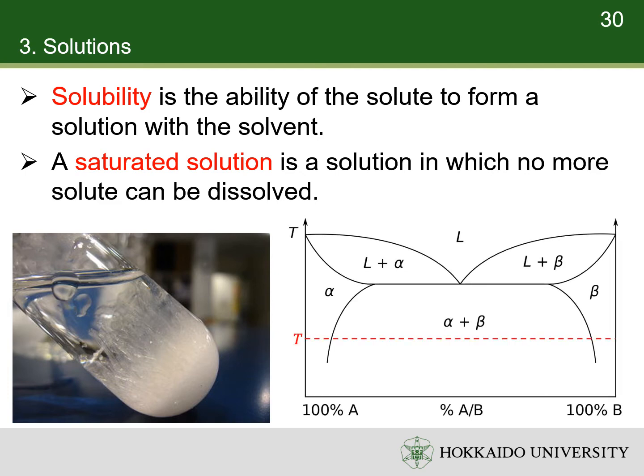At a certain temperature, the maximum concentration of B in A is the phase boundary between alpha and alpha plus beta. Below this concentration of B, there is only one phase, alpha. Above this concentration, no more B can be dissolved in A. Another phase, beta, appears. On the other hand, the maximum concentration of A in B is the phase boundary between beta and alpha plus beta. Below this concentration of A, there is only one phase, beta. Above this concentration, no more A can be dissolved in B. Another phase, alpha, appears. Obviously, the solubility depends on temperature.